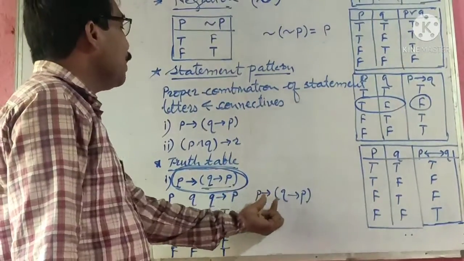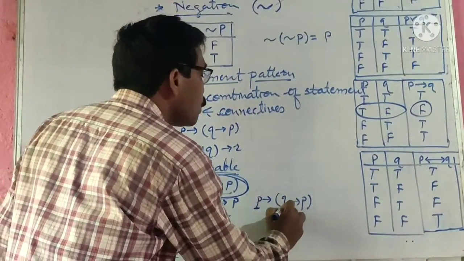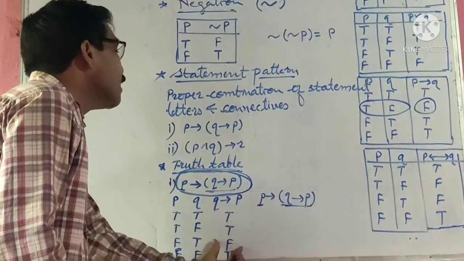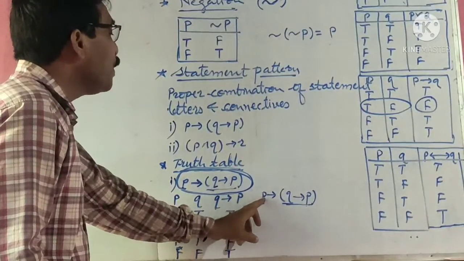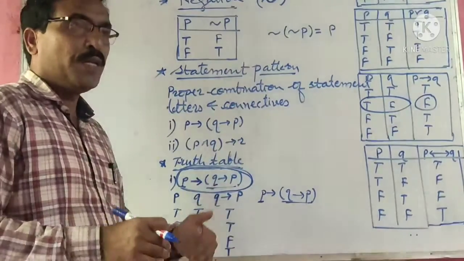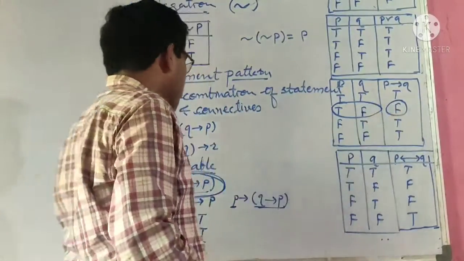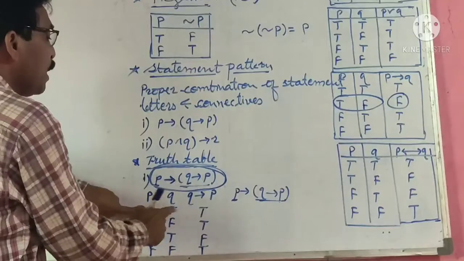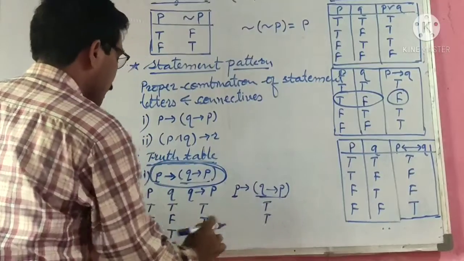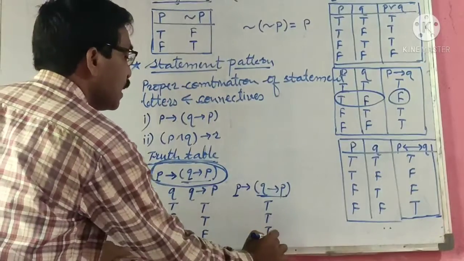Then now P implies Q implies P. P implies Q implies P means P implies, bracket, Q implies P. That is, P is this and Q implies P is this. So we have to take here P implies this bracket, that is, this implies this. Again we have to remind, in implication, when T implies F, it is F. So see here, T implies T, T. T implies T, T. F implies F, T. F implies T, T.